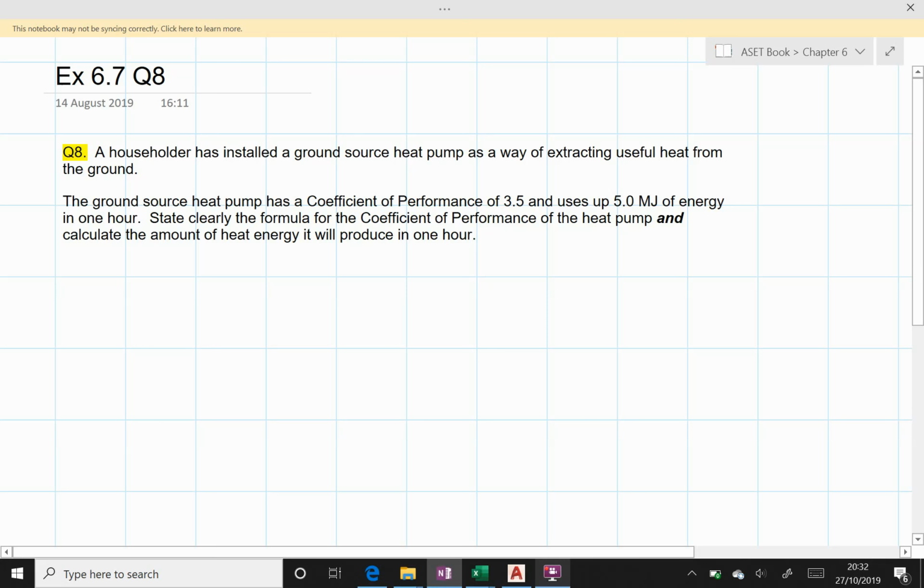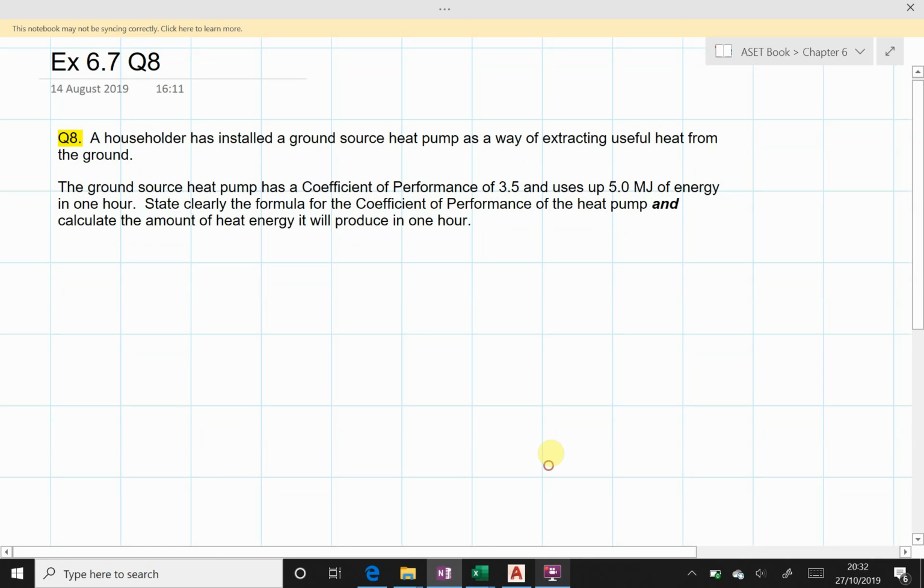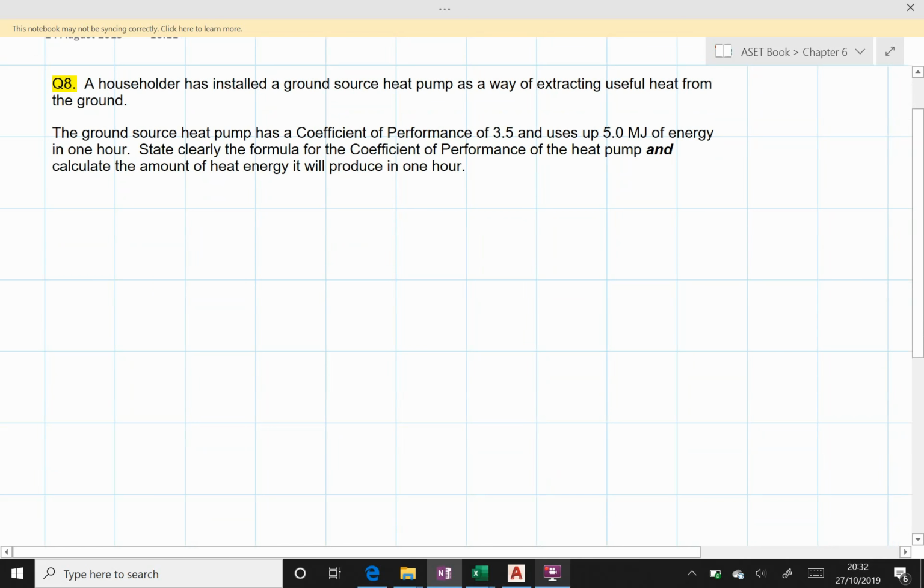We're now into exercise 6.7 question 8, which is also a heat pump system question. From reading carefully through this question, we can establish what we know, and immediately we can see that the coefficient of performance of the question is 3.5. So we can write down that COP equals 3.5.